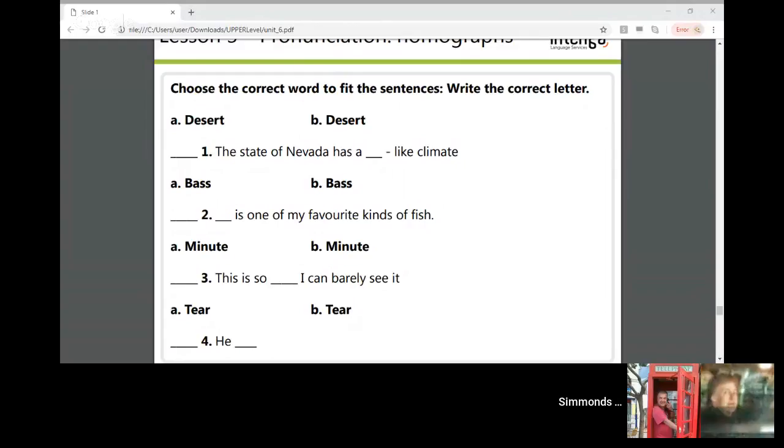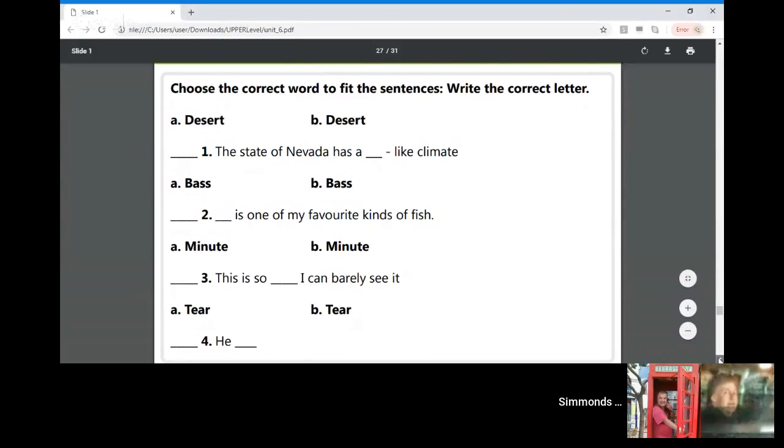Perfect. The next one is my favorite kinds of fish. Bass. Bass is one of my favorite kinds of fish. Yes, that is very good. All right. What about this next one? This is so I can barely see it. Ken, do you want to say this one? Minute. Exactly. This is so minute. It's so tiny. Okay. Let's see this next one. I'm just going to move down a little bit and see.